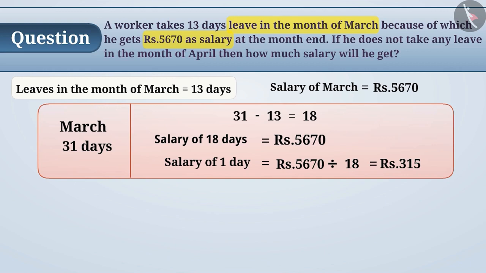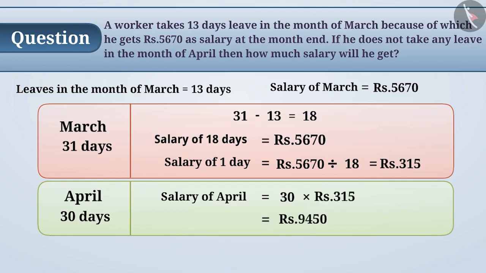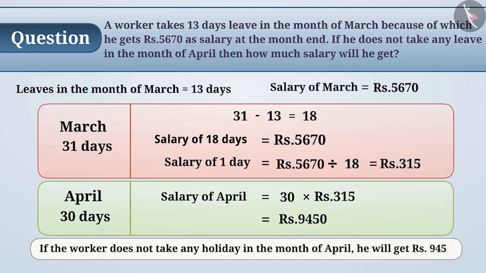Since we know the salary of the worker per day, we find the salary of April. There are 30 days in the month of April. Thus, April salary is equal to 30 into 315, which is equal to rupees 9,450. That means if the worker does not take any holiday in April, he will get a salary of rupees 9,450.